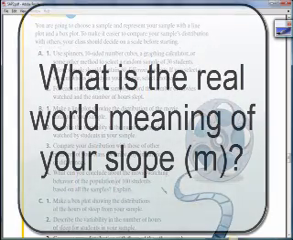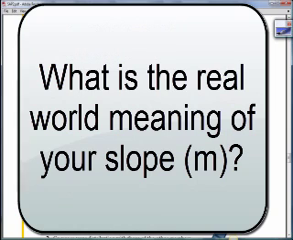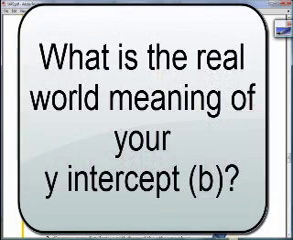Then I want you to pause the video and talk to your partner about what the slope means in the real life situation. So what is the real life meaning of the slope of your line? And then what is the real life meaning of the y-intercept of your line?